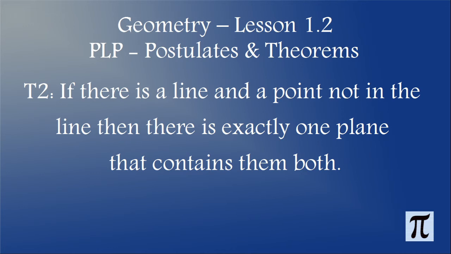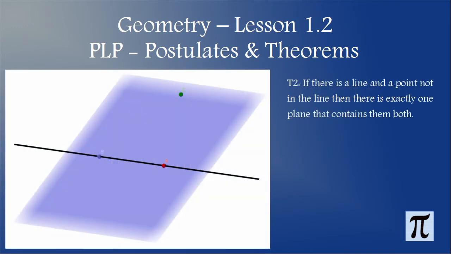Theorem 2. If there is a line and a point not in the line, then there's exactly one plane that contains them both. In this 3D image, we have a blue plane, and we have a line, and a point that is not on the line. So if there's a line and a point not in the line, then there's exactly one plane that contains everything. That would be this blue plane here.